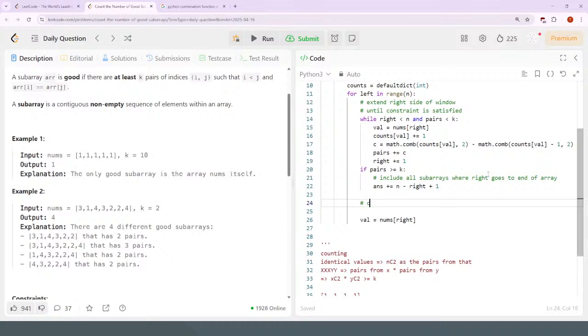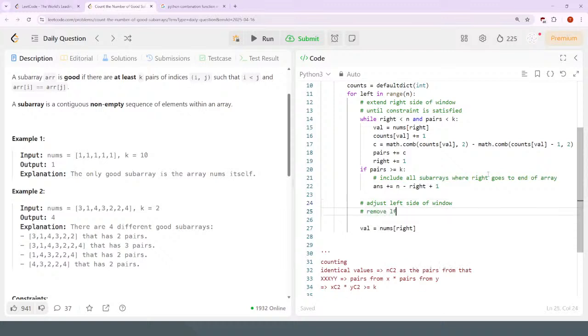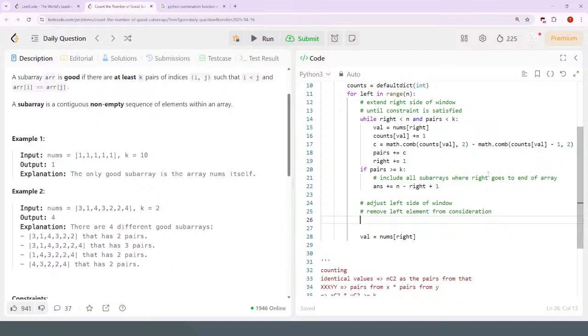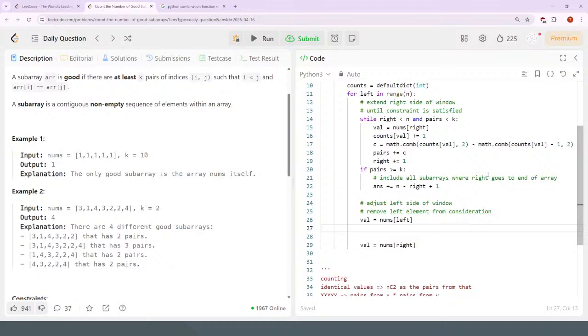And now adjust the left side of the window. Basically remove the left element from consideration. So we'll say that that value is nums at left, and we need to just remove the combinations of that. So counts of this value is decremented by 1.